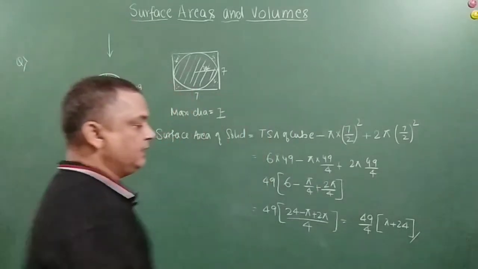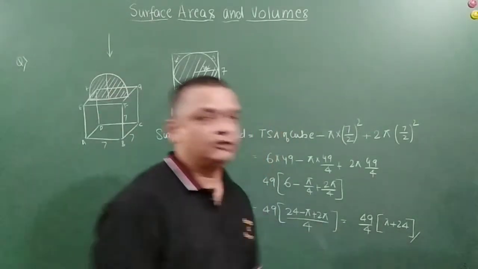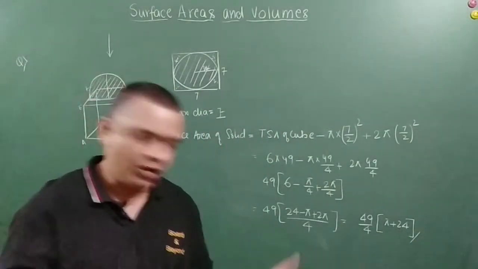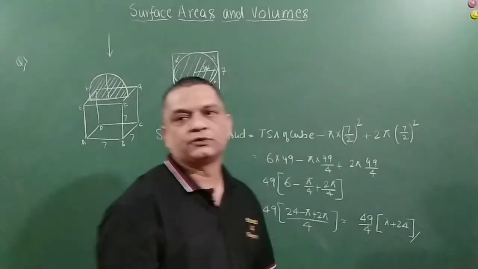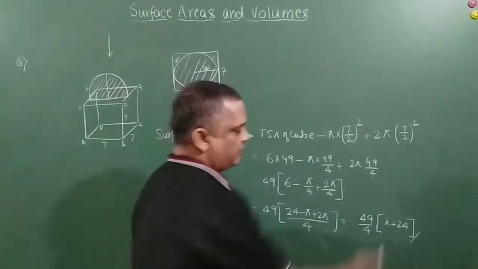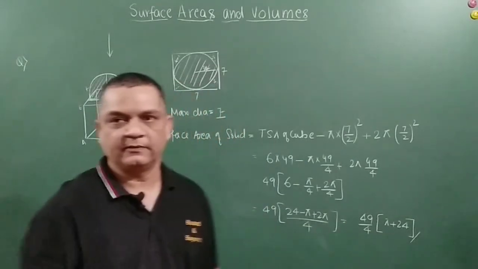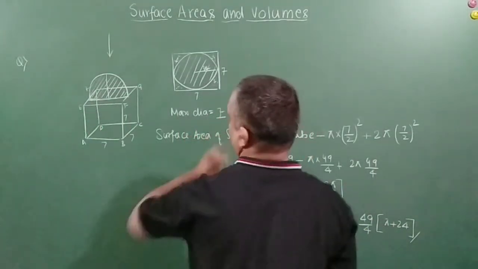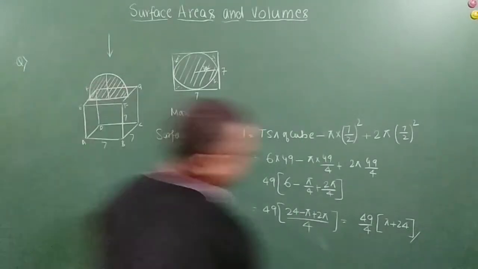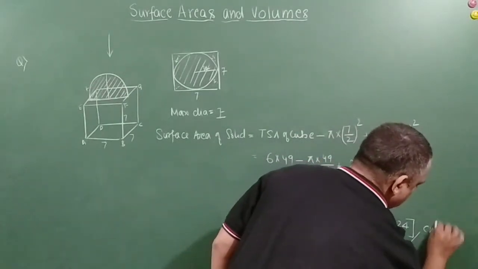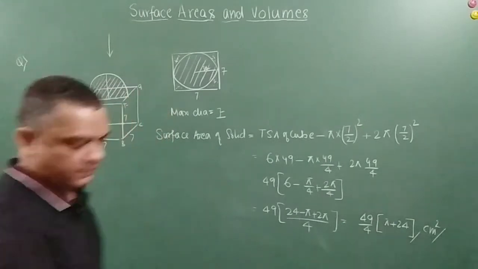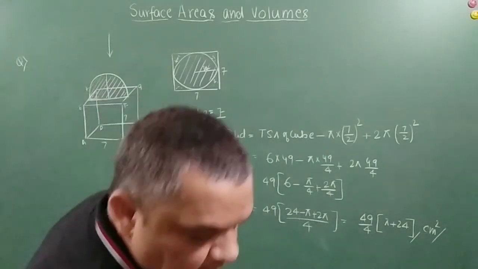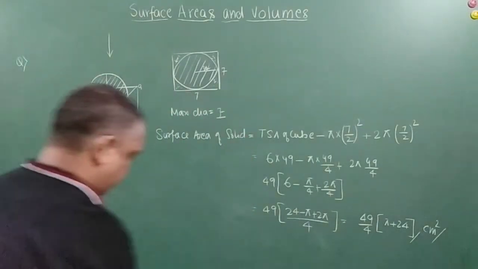You can leave it here, or you can basically substitute the value of pi as 3.14 and we can actually solve it. Right, friends? So for the time being, I'll leave it here. This will be unit. Please don't forget to write unit, 7 centimeters. So this will be centimeter square. Correct?